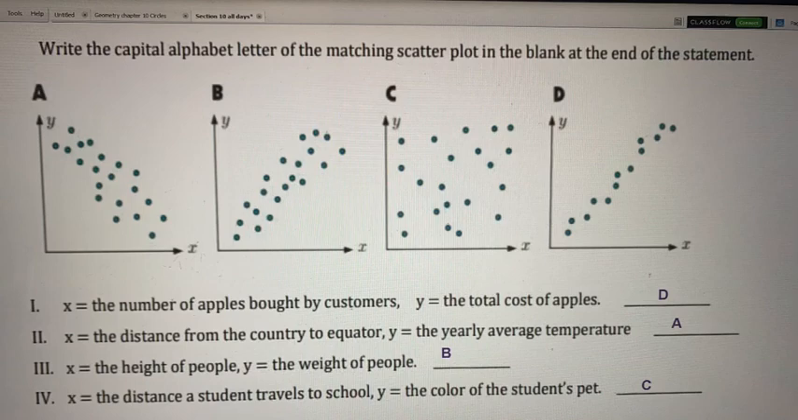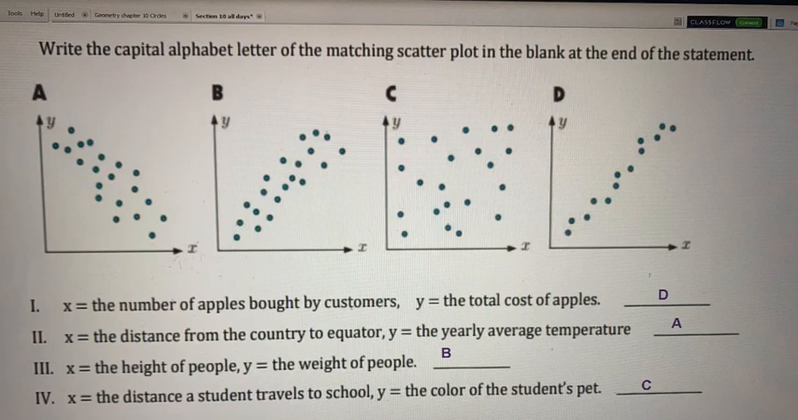All right, so let's look at this. The number of apples bought by customers. Well, I know if I keep buying more and more apples, my price is going to get higher and higher. So if I buy 1 apple, it's going to be one price. 2 apples, another price. 3 apples, another price. I think it has to be D.